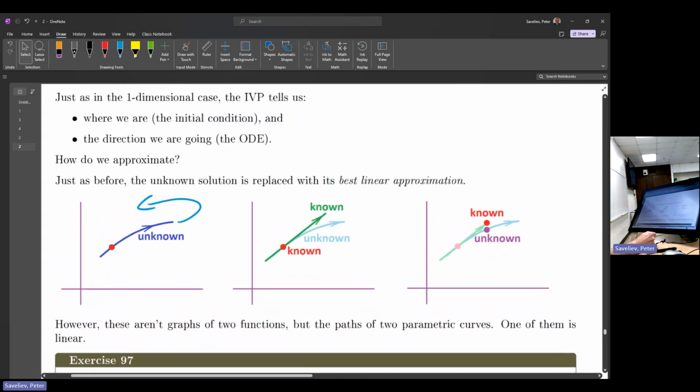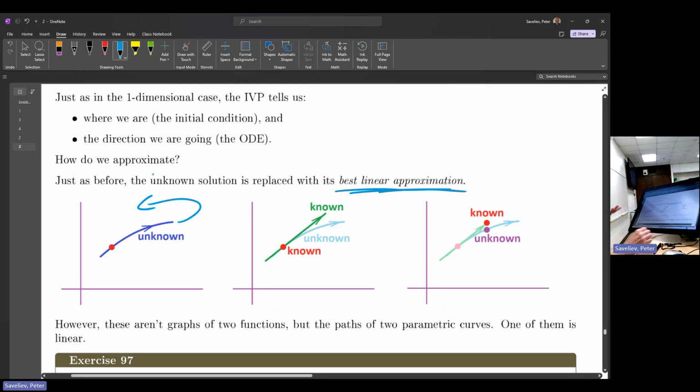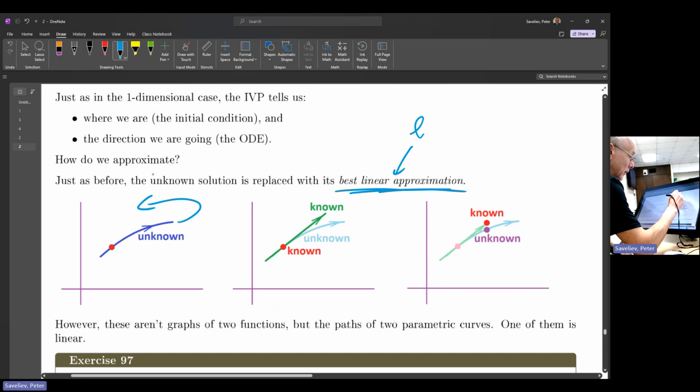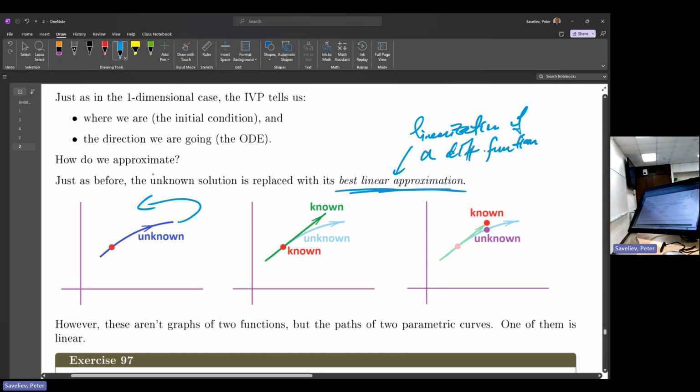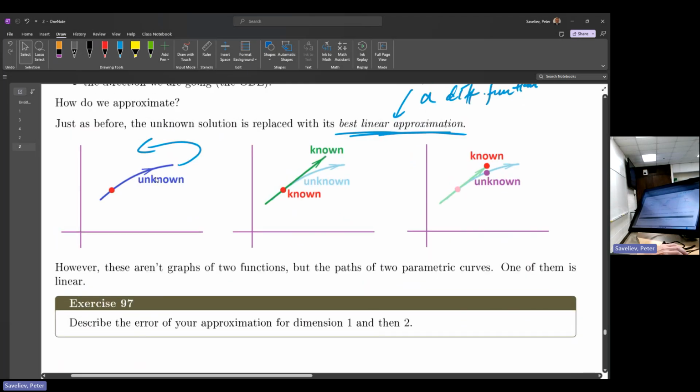If the step is small, then we can hope that we end up with a good approximation. Once again, the explanation for this is a best linear approximation, aka linearization, of the solution that is unknown. Linearization of a differentiable function, that's what the tangent line is. Next time we are dealing with another one. We are linearizing a function that we don't know. That's what differential equations are all about.